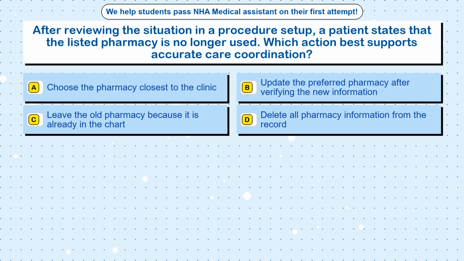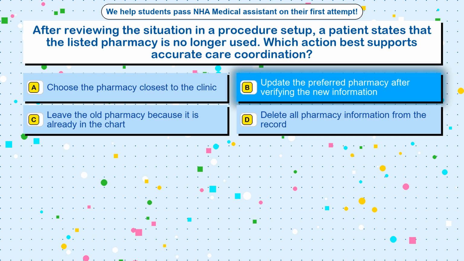Question 100. After reviewing the situation in a procedure setup, a patient states that the listed pharmacy is no longer used. Which action best supports accurate care coordination? Option A, choose the pharmacy closest to the clinic. Option B, update the preferred pharmacy after verifying the new information. Option C, leave the old pharmacy because it is already in the chart. Option D, delete all pharmacy information from the record. The correct answer is option B, update the preferred pharmacy after verifying the new information.